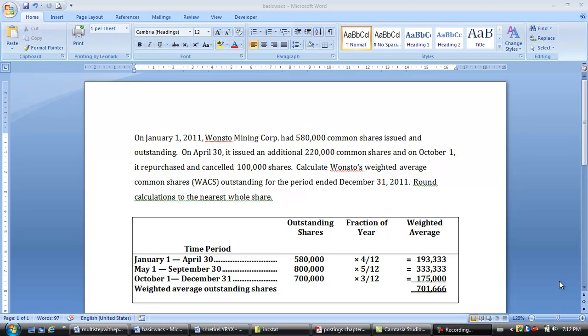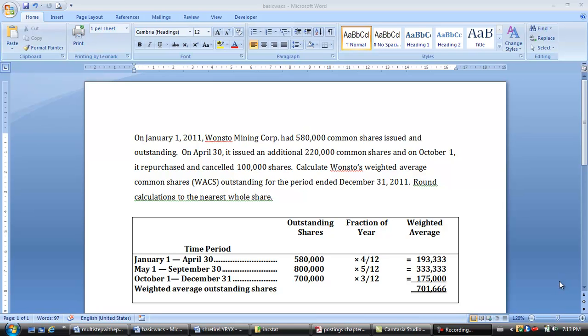Hi folks, in this short recording we're going to review how we calculate our basic weighted average common share amount, or WACS. So now let's begin. The question we have says that on January the 1st, 2011, Wansto had 580,000 common shares issued and outstanding.